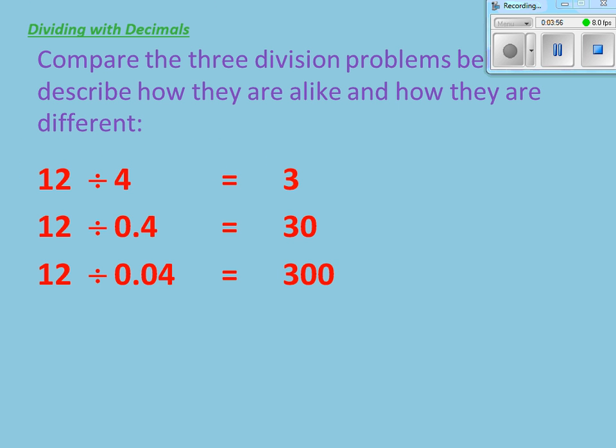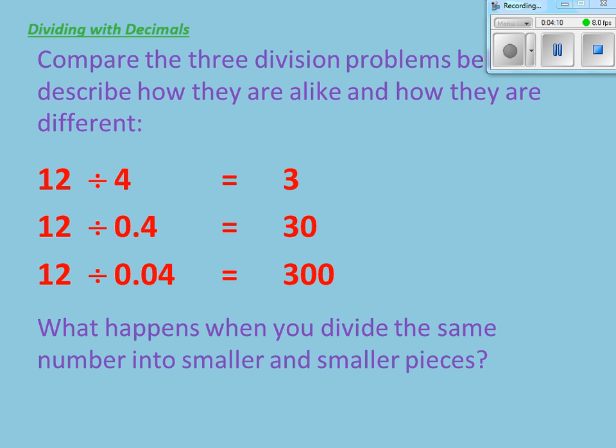Okay, so again, 12 divided by 4, we got 3 groups. 12 divided by 4/10, we got 30, but those were even smaller. And then 12 divided by 4/100, they were teeny tiny pieces, but we had 300 teeny tiny pieces.